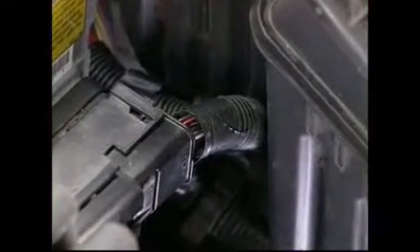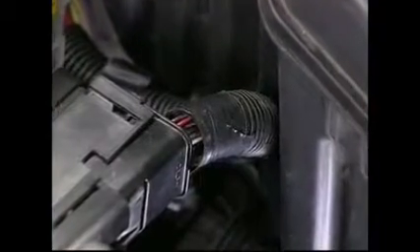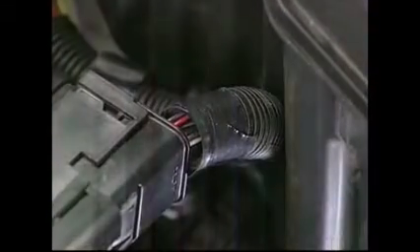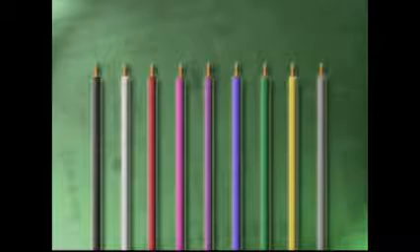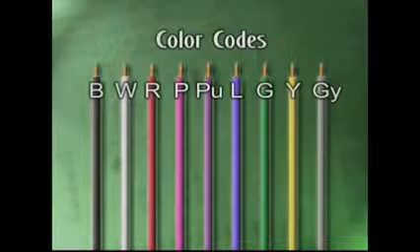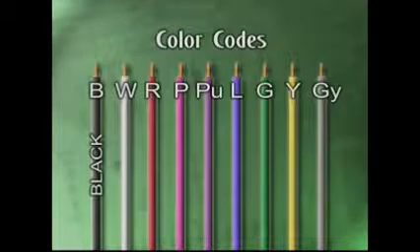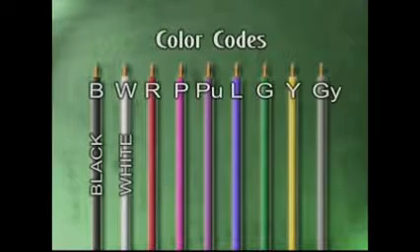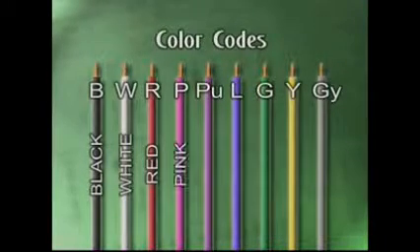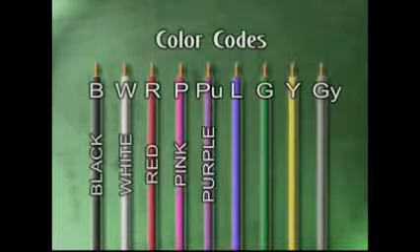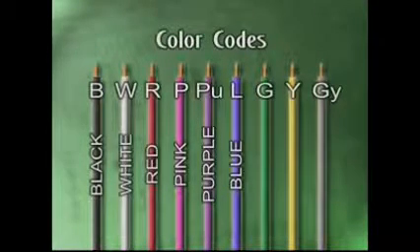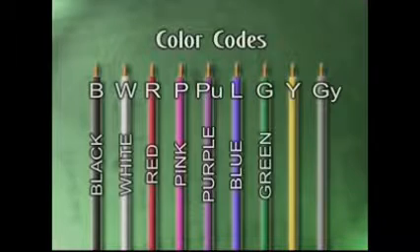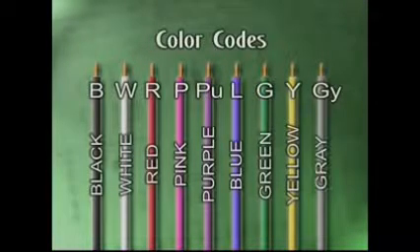Wiring diagrams and schematics typically identify the wires in a circuit by color and size. A chart in the repair manual will help you decipher the colors of the wires. A typical color chart lists the colors as B for black, W for white, R for red, P for pink, PU for purple, L for blue, G for green, Y for yellow, and GY for gray. Other colors are often used as well.